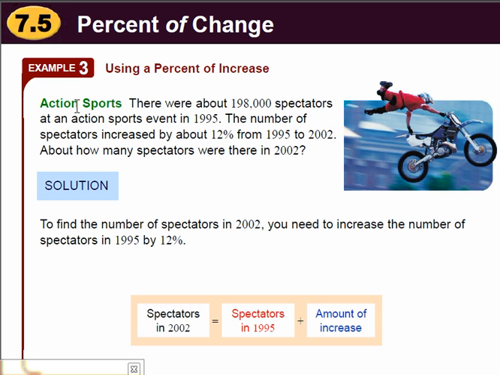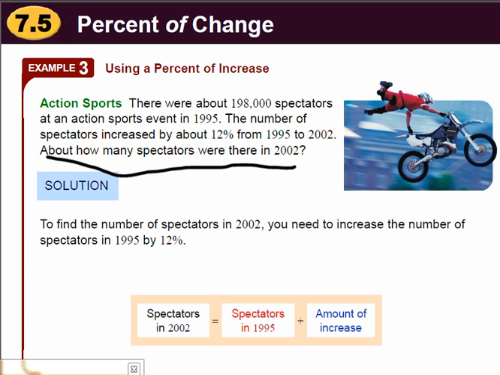So we have the percent of change using the percent, action sports. There are about 198,000 spectators at an action sports event in 1995. The number of spectators increased by about 12% from 1995 to 2002. How many spectators were there in 2002? So to find our solution, we need to find the number of spectators in 2002. We know that because that's what they asked us, right?